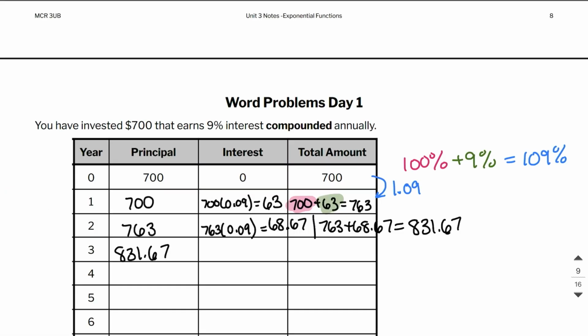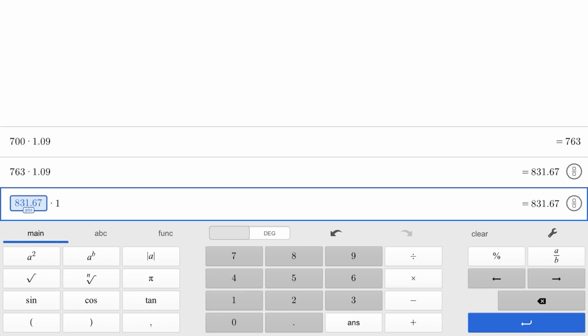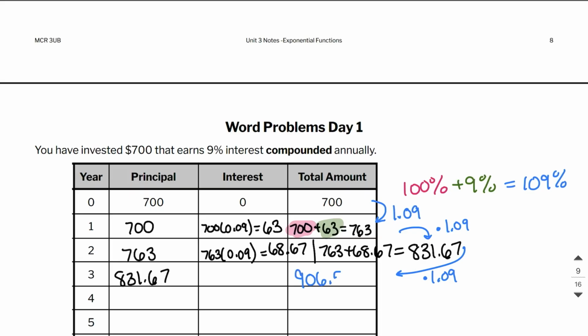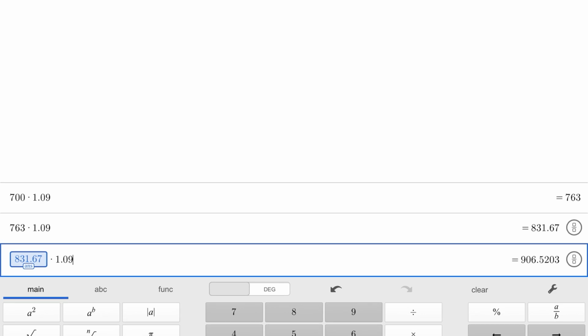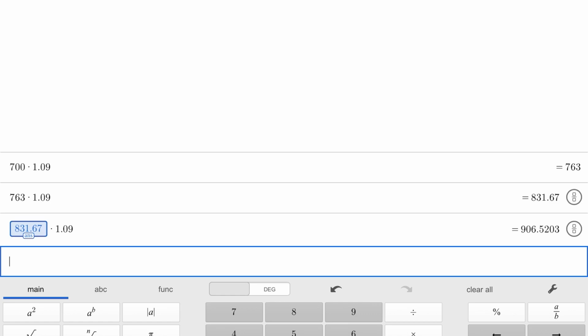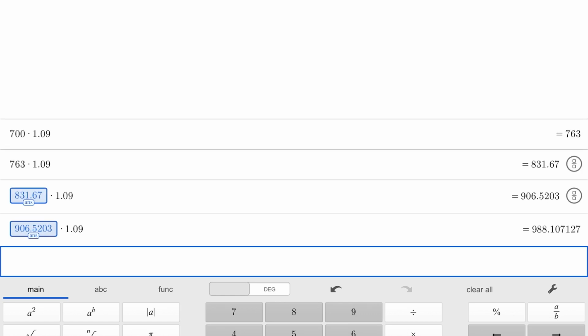Now, after year one, multiply that by 1.09, you get $831.67. So now I'm going to multiply this by 1.09. And I get $906.52. Now, if you notice, it's 0.5203, but we'll round it to 52. However, to find the next value, we're going to want to multiply what we have here, the unrounded value, by 1.09 to get a more accurate answer. So I'm going to take that answer, multiply by 1.09, I get $988.11.